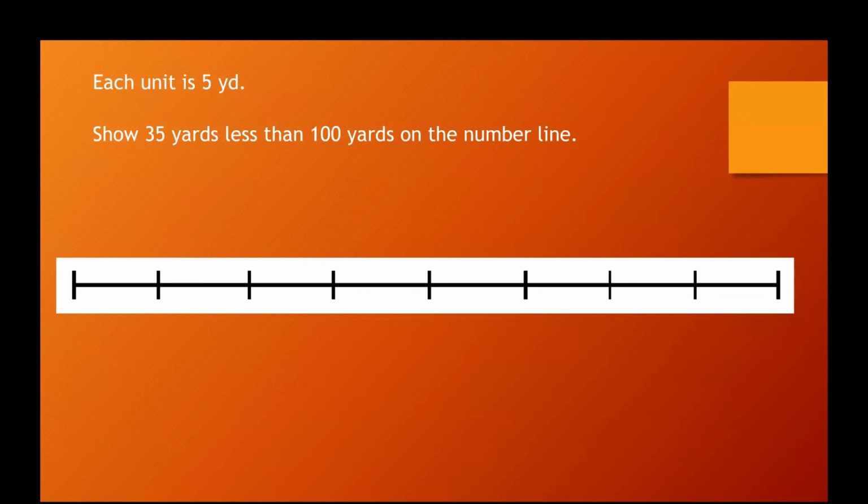Let's see if you can do this one. This is less again. So remember, we're going to start on the right side with 100. And again, each of these units are worth 5, and we need to go back 35 yards. So we're subtracting 35 yards now. See if you can come up with the answer on your own. Push pause and then push play when you're done.